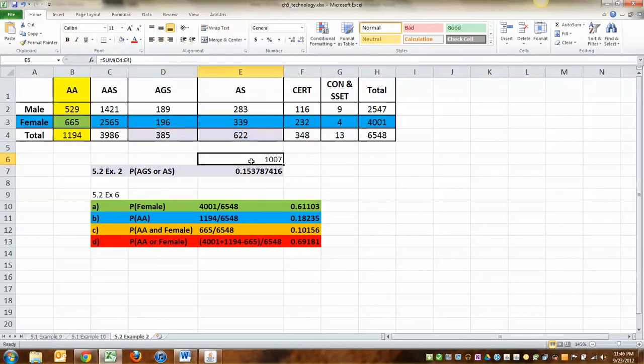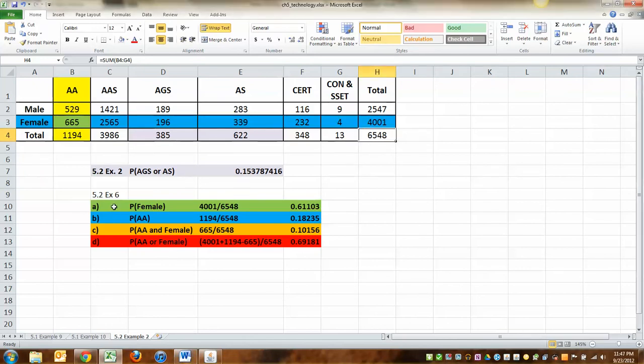Okay, so we got a total of 1007, and honestly, I could have just done it like that. I could have done sum of, let's see, D4 to E4, and divided by the total, and boom, there we go. Okay, so I'm adding these 2 purple guys up, and I'm dividing by my grand total right there in the corner.